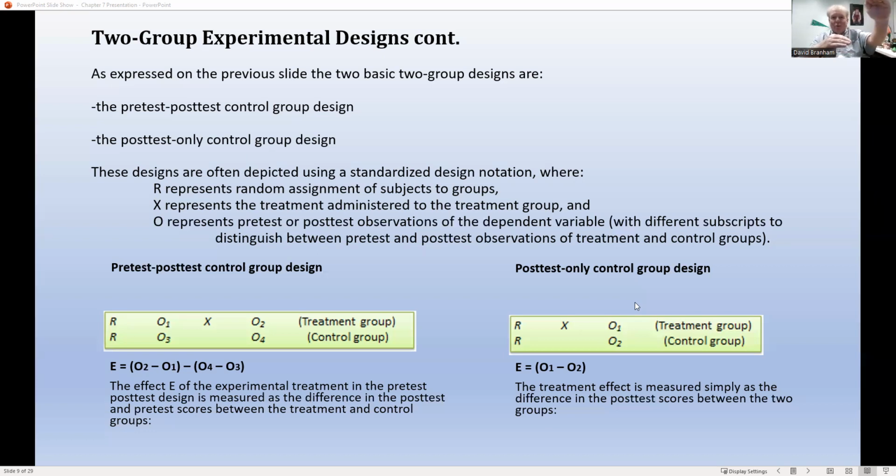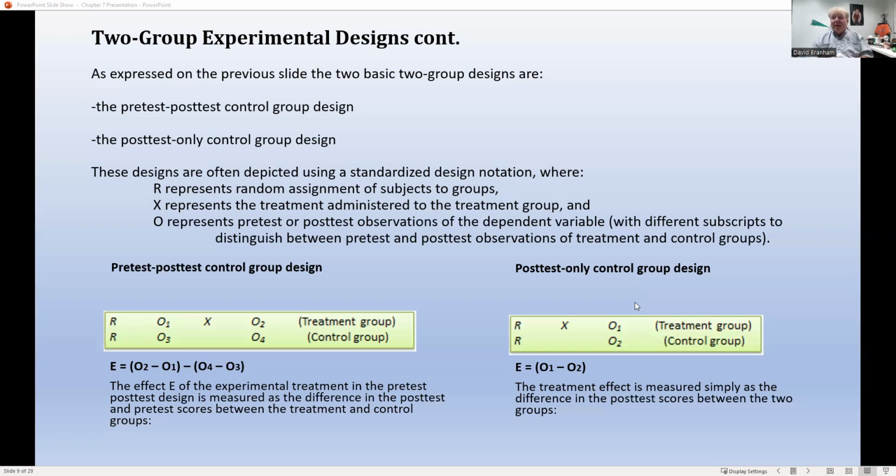So we have group one, the treatment group. Group two is the control group. Then you have O1 for the treatment group. And O1 means that's the measure of the dependent variable right there as soon as you make the random assignment. You do a measure of the dependent variable. Below in the control group, which is O3, you have a measure of the dependent variable for that group.